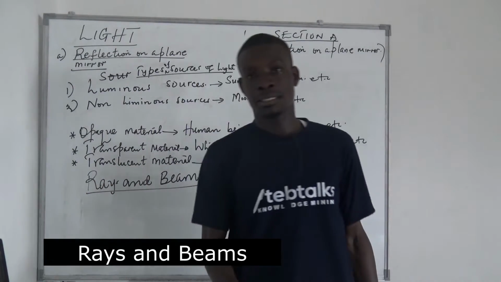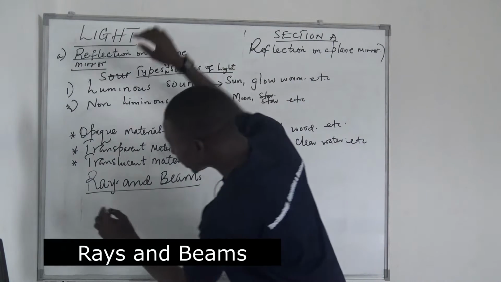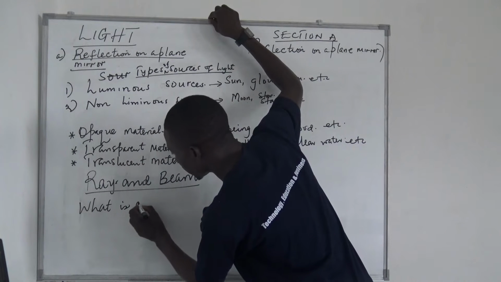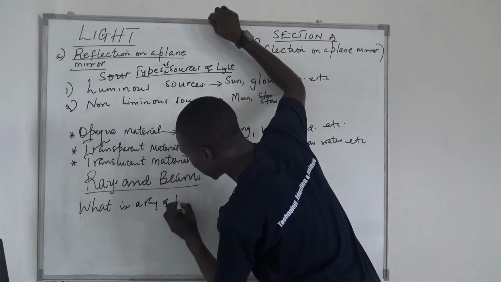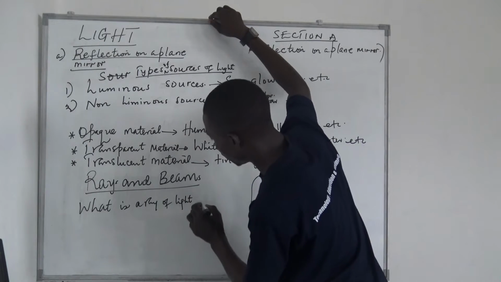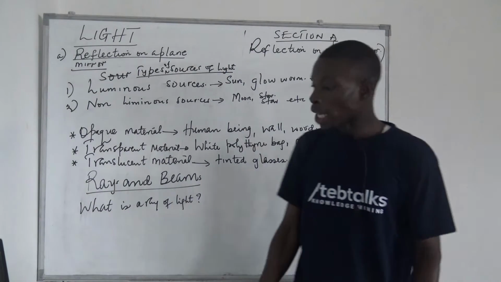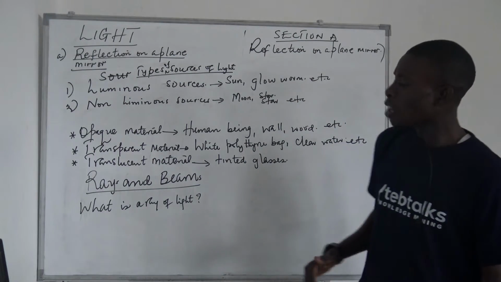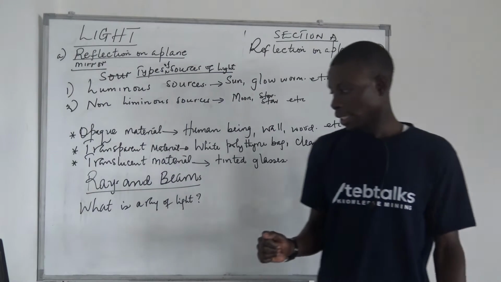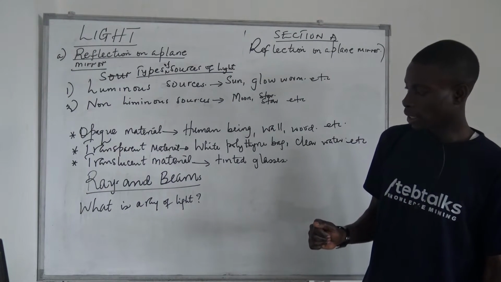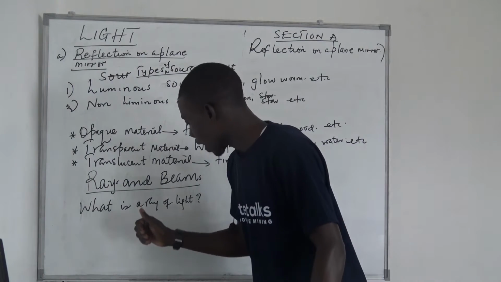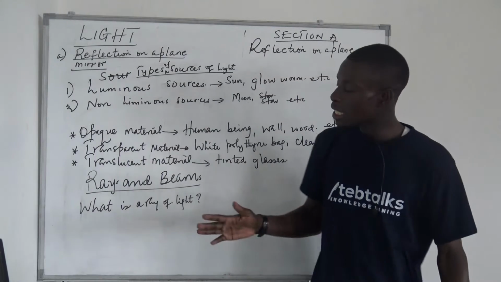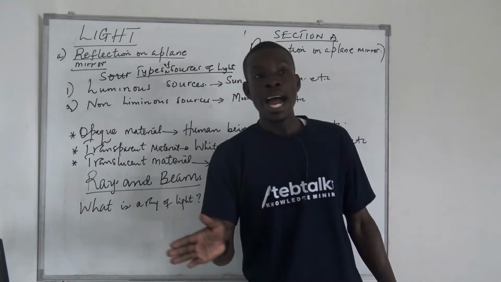What is a ray? If I ask a question, what is a ray of light? Imagine someone poses a question to you and says, what is a ray of light? How do you answer that? If someone asks you what is a ray of light, you can define it as a path taken by light.